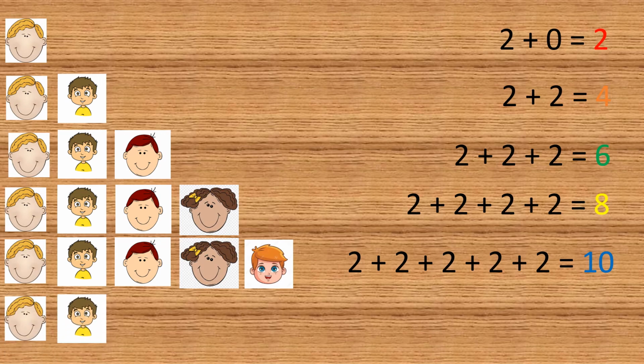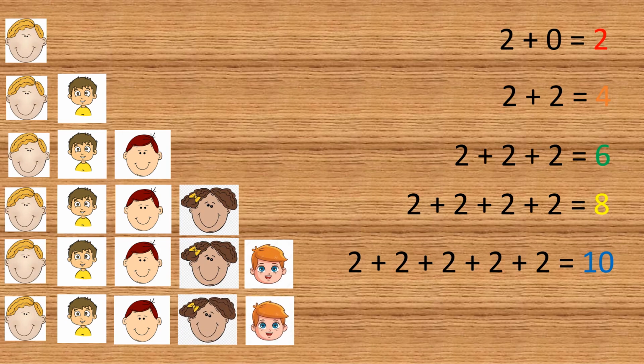Now our last person we're going to add to the line, your teacher here has your first 5 friends, and we're going to go ahead and add 1 more friend to that line. So how many eyes do we have? Yep, we added another 2. So 2 plus 2 plus 2 plus 2 plus 2 plus 2 gives us 12. Notice the pattern that you see off to the side with the colored numbers.